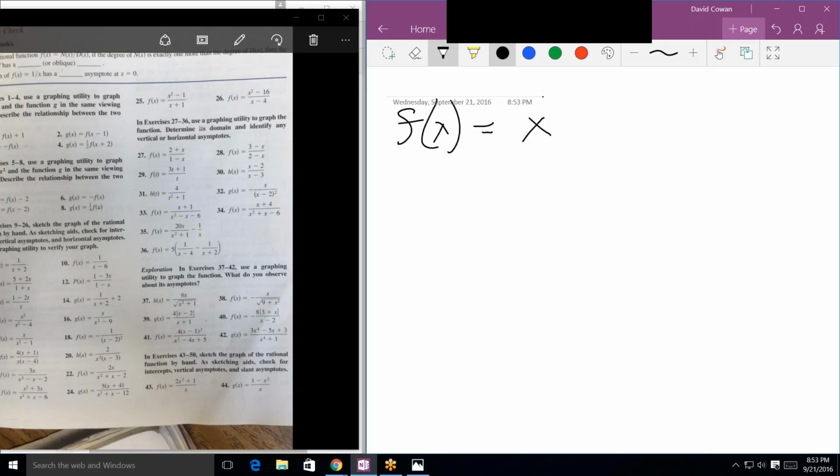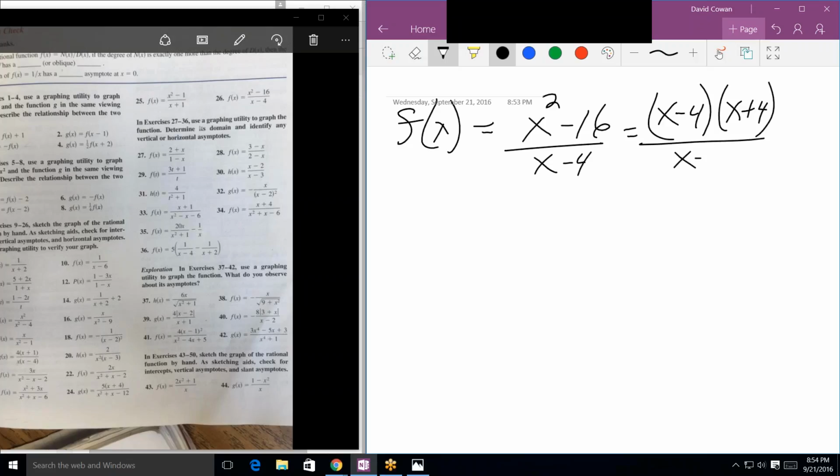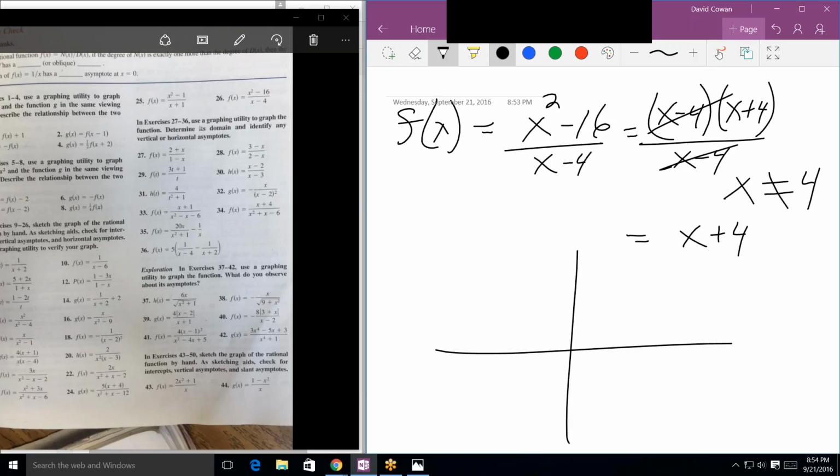I'll go ahead and write it as stated. That's my first step. And then the top is x plus 4, x minus 4. And then cross out x minus 4, and then there's a hole at 4. So I'm left with just x plus 4. Now I graph that. You see how I'm left with just x plus 4?